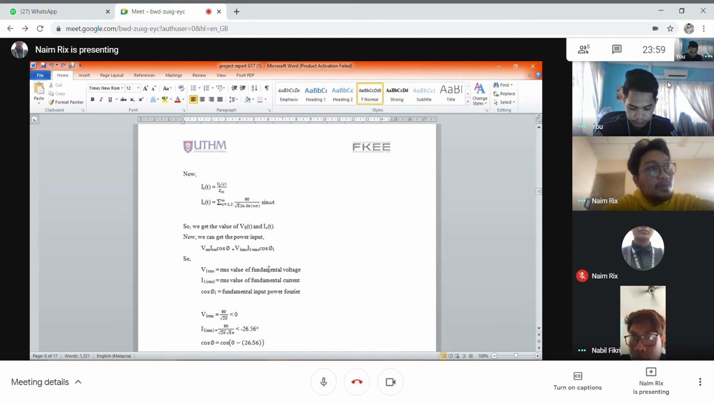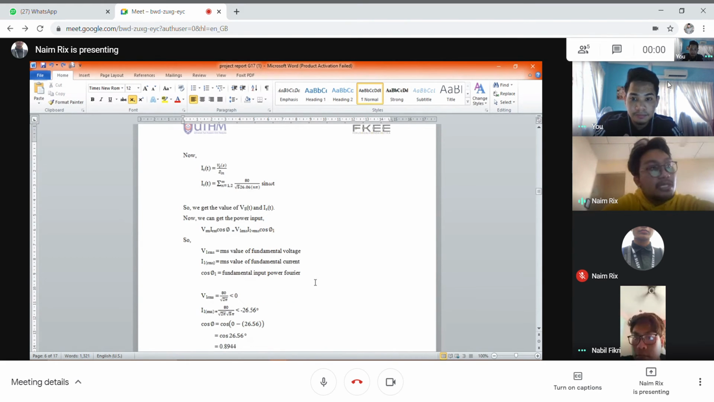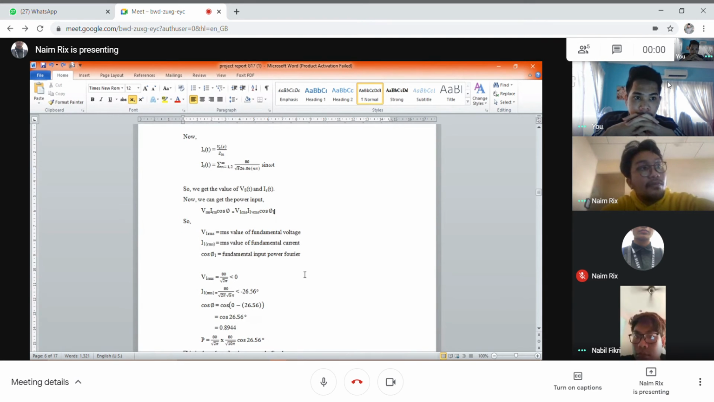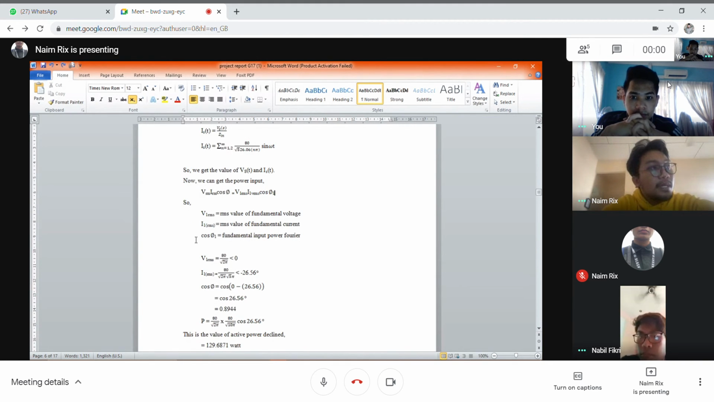So let's proceed to the power input. For the power input, we use this formula: VRMS multiplied by IRMS multiplied by cos theta. So V1 RMS is the fundamental voltage, while IRMS is the fundamental current, and the last one is cos theta for the fundamental input power Fourier. So by using this formula, we put the value for each of them.